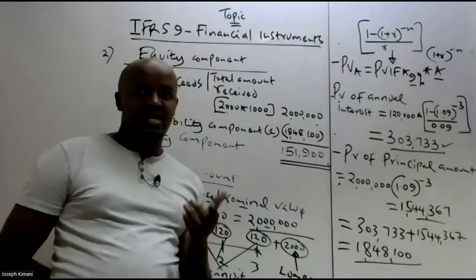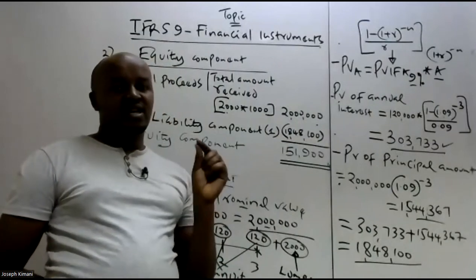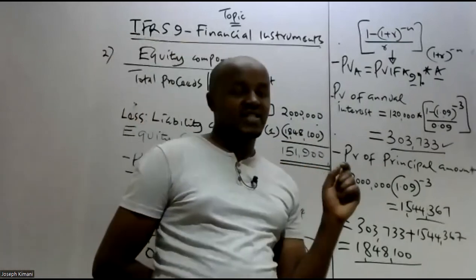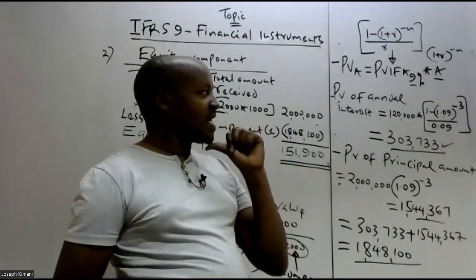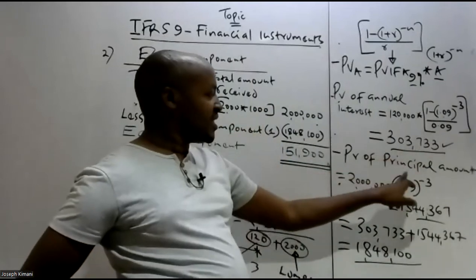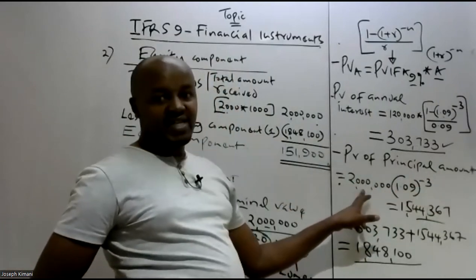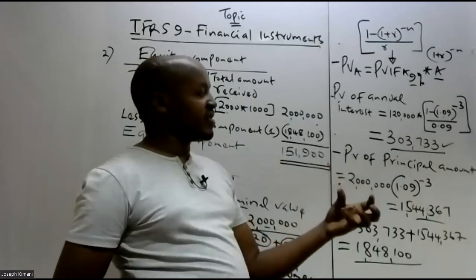You are given two rates, the effective interest rate or the prevailing market interest rate, and the coupon rate. What you use for discounting is the effective interest rate. The coupon rate you use in computing the interest. So you discount that and then compute the present value of the principal amount. Remember, this is not an annuity. It's a single amount which will be paid at the end of the third year.